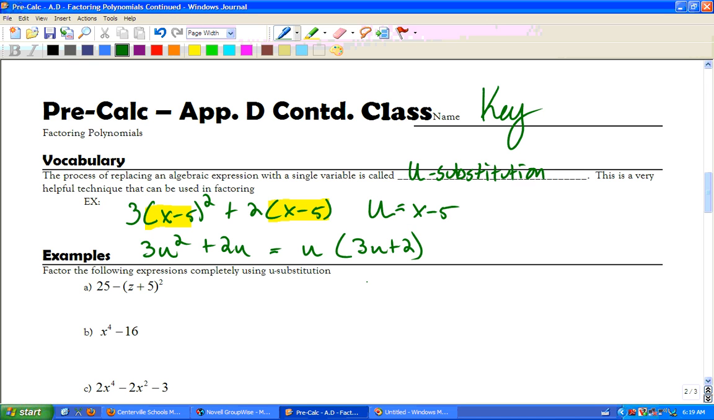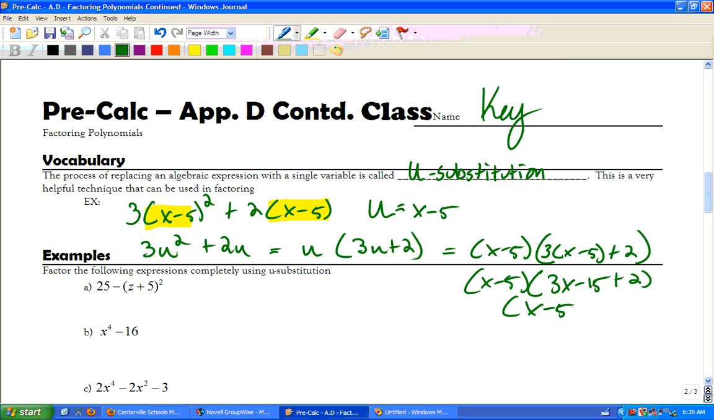Now at this point with u substitution, we do have to plug it back in because everything we have right now is in terms of u's. We need it in terms of x's. So wherever there's a u, we're going to plug in x minus 5. Sometimes when you do this, you're left with, like in this case, 3 times x minus 5, and you probably want to distribute that so you can combine like terms. So you're left with x minus 5 times 3x minus 15 plus 2, which is the same as x minus 5 times 3x minus 13. That's the basic process for u substitution.